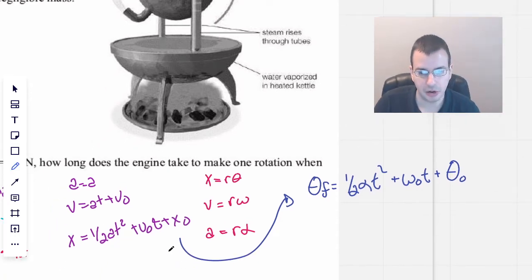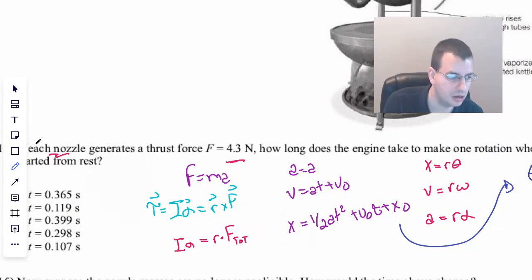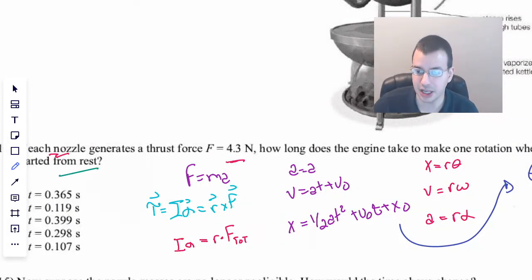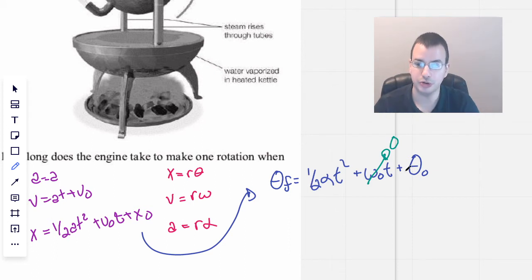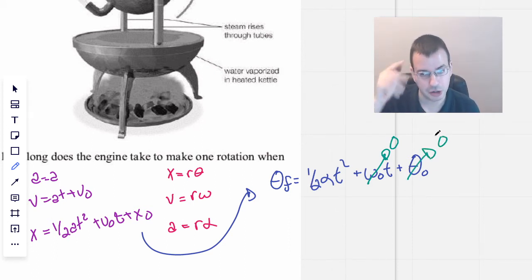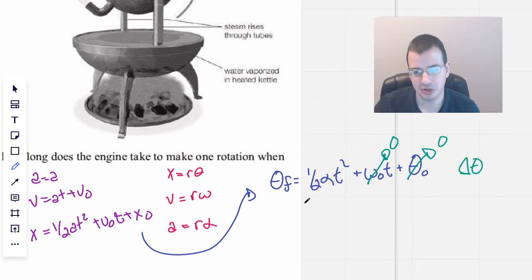So now what we want to do is find some of the values here. So we know we start from rest. Make sure, real quick, starts from rest means that the initial angular speed is 0. We're going to assume that it's trying to make one rotation. So we're just going to say it arbitrarily starts at 0 because we're not really looking for theta. We're looking for delta theta. So calling it 0 is fine.